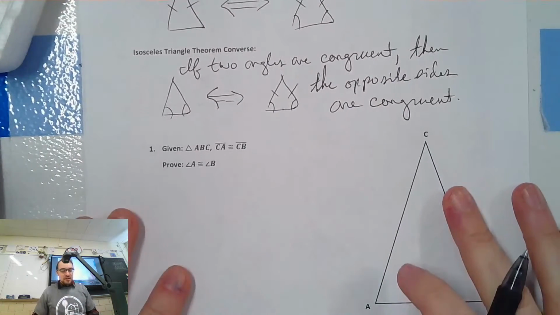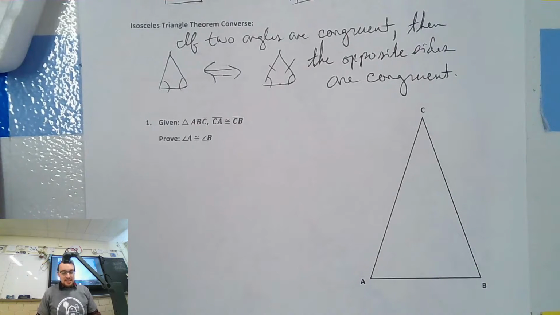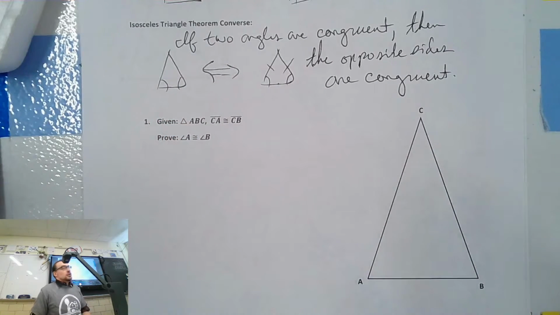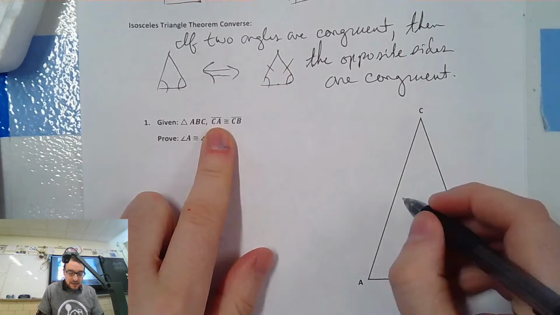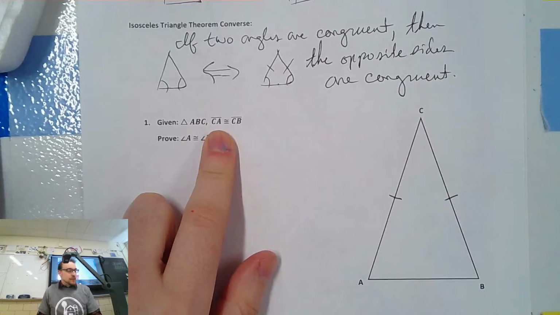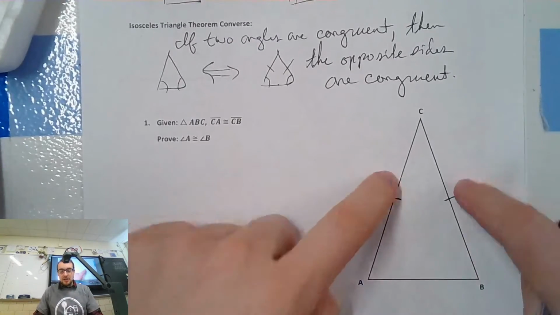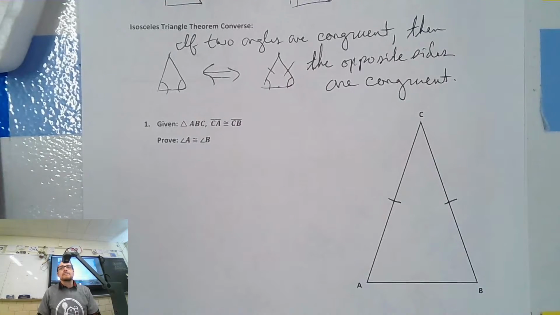All right, so now we're going to prove the theorem. Remember, the theorem says that if the sides are congruent, then the angles are congruent. So given a random triangle, which I drew to look isosceles, but I didn't have to, CA is congruent to CB. If they gave us that, we're going to prove that the angles are congruent. That's the theorem. If you have this, you should be able to say the angles are the same.